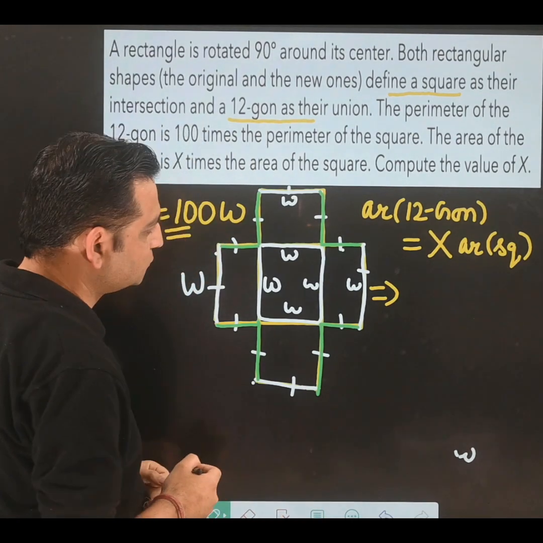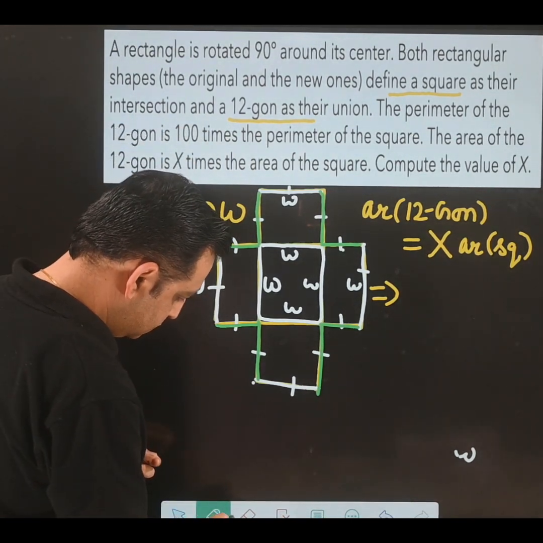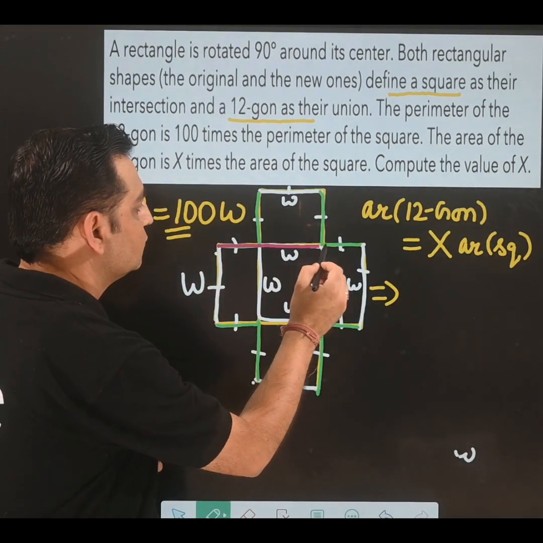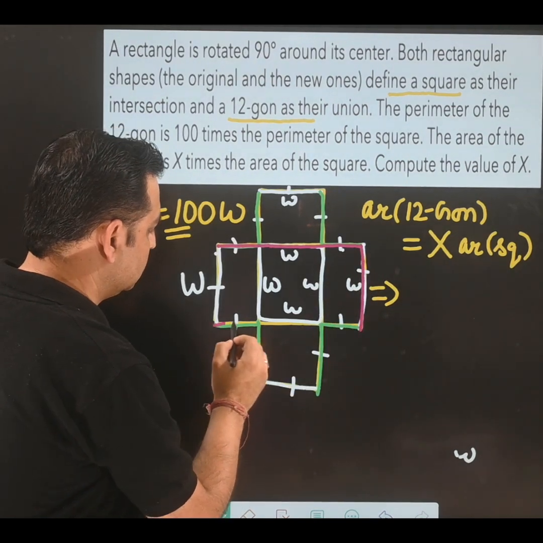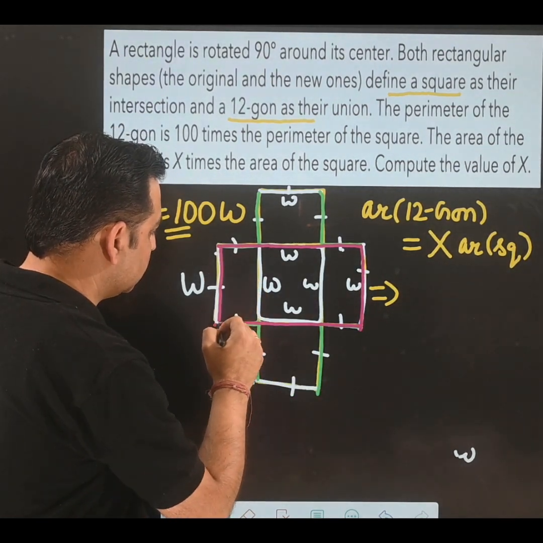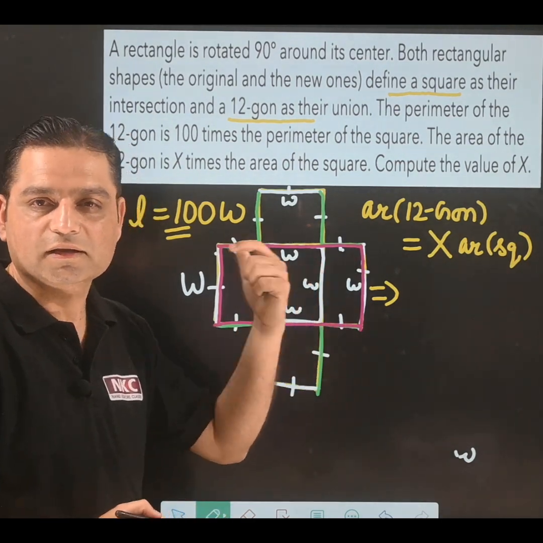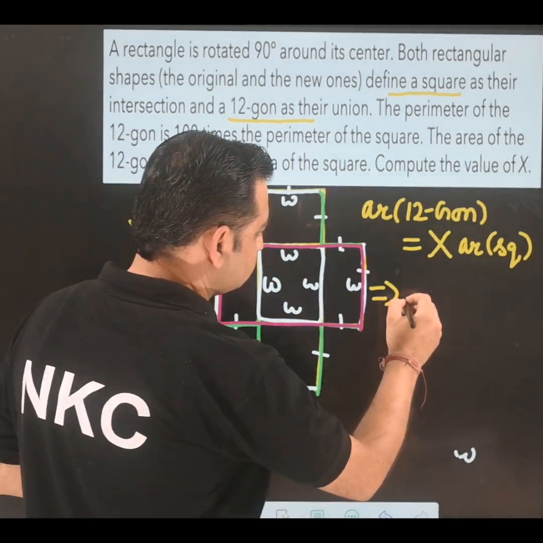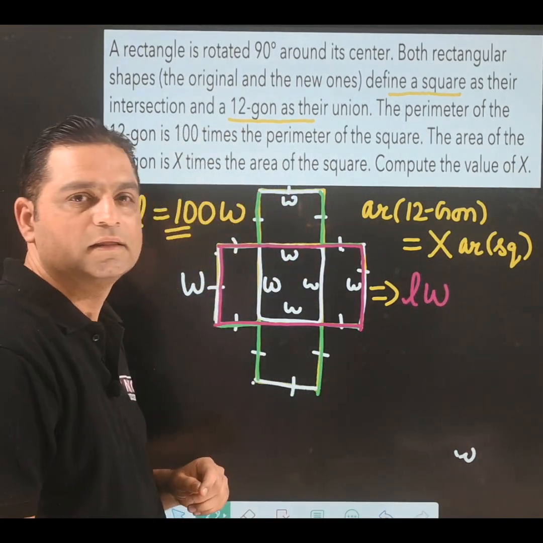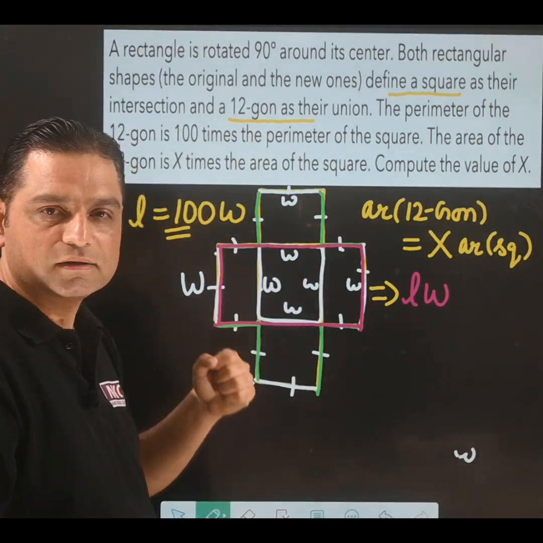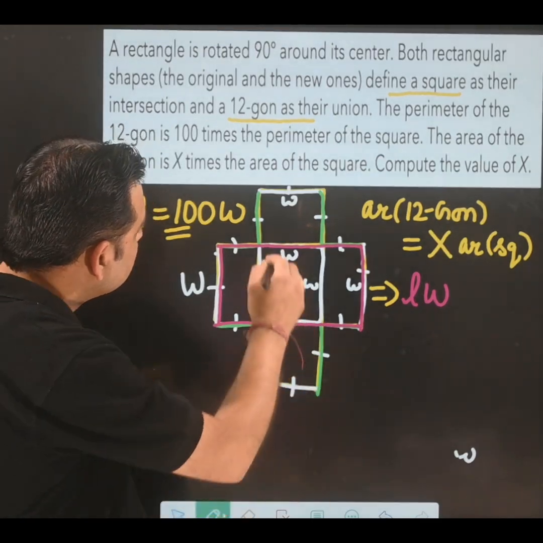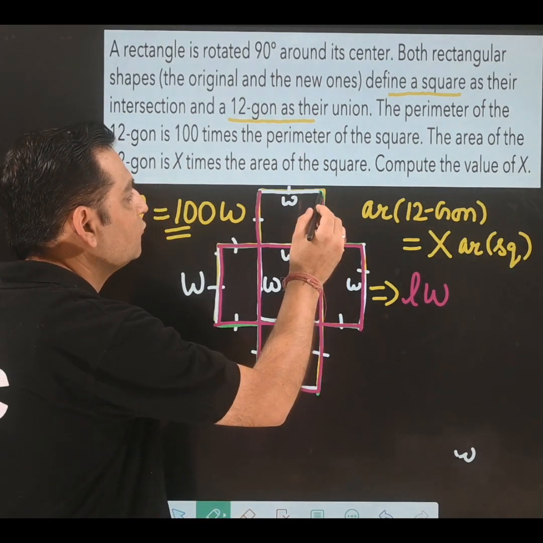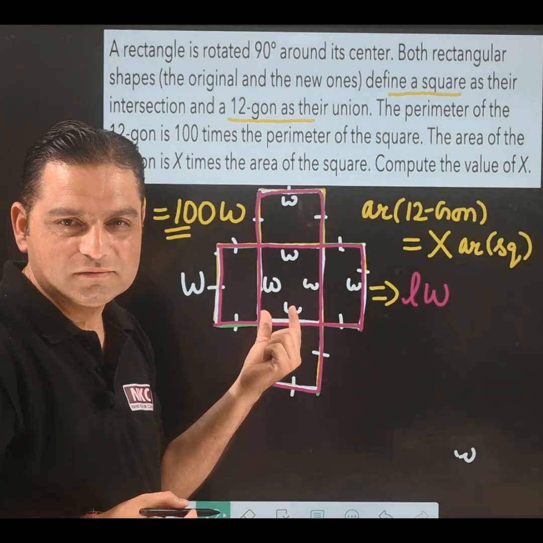Firstly, I am going to find the area of this shape. Since area of 12 gon means everything, firstly I am taking the area of this rectangle. Length times width, it is LW. LW is the area of this rectangle. But if I take this full rectangle, it has one problem. This square is coming extra, which should not come, right?